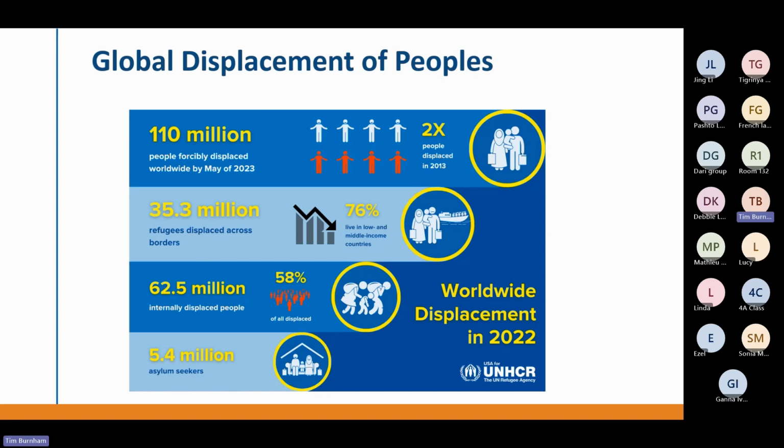So again, a refugee is someone who has fled their country and is now living in a different country. There are 62 million internally displaced people. And about 5 million asylum seekers in Canada.